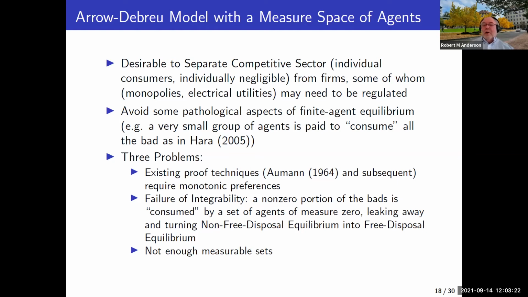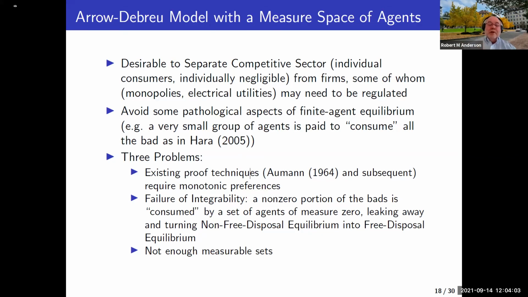What we actually see in the model is that in this setting of failure of integrability, the CO2 basically leaks away. So the set of measure zero is supposed to consume it, but it actually doesn't, and it gets released into the atmosphere anyway. And our non-free disposal equilibrium turns into a free disposal equilibrium. So this failure of integrability is intimately connected up with a leakage of the pollution into the atmosphere. We need to address that.